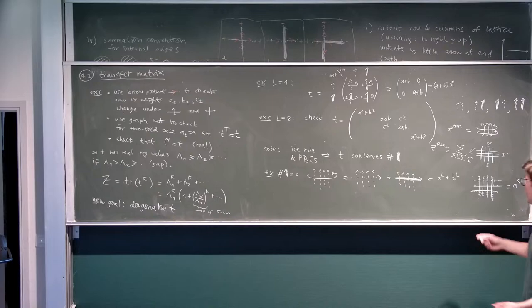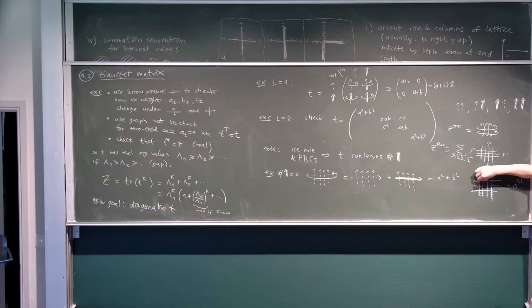Some other examples: what I could have done is instead take this to be a fixed line here, and take these to be fixed lines. Then instead you just get B decay. So it's a rather boring case. Okay, so now let's do some more interesting cases.